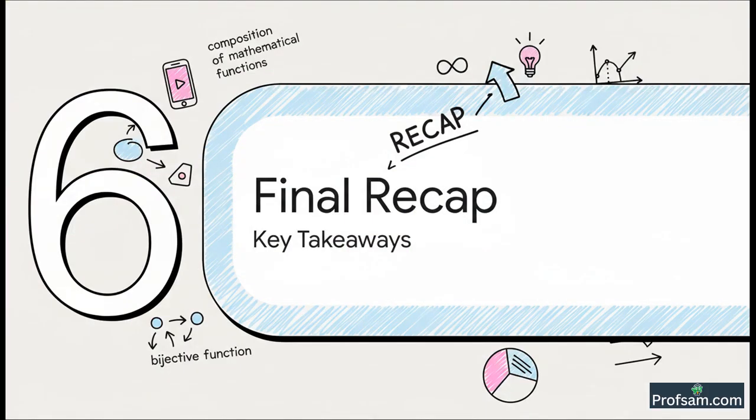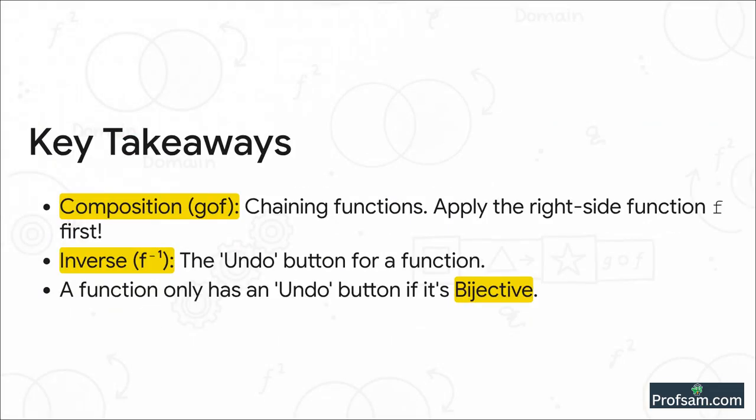Phew. Okay, that was a lot to cover, right? We went all the way from Instagram Reels to something called a bijective function. So before we wrap up, let's do a very quick recap of the main points. Okay, here are the 3 key things to remember. First, composition, g∘f, means chaining functions together. And please remember the most important part, you apply the function on the right, the f, first. Second, an inverse function, f inverse, is just the math world's undo button. And third, and this is the golden rule, a function can only have an inverse if it's bijective, which means it has to be both one-to-one and onto.